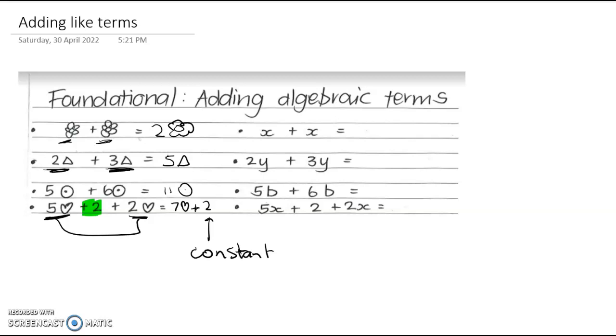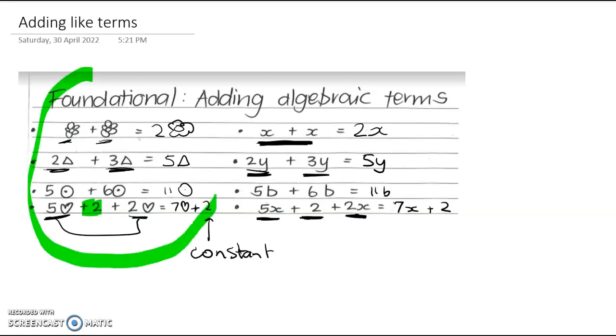Now, moving on to where we've got variables, this is what you're going to see more and more from now on. We've got x plus x, so that gives us 2x. 2y plus 3y gives us 5y. And then 5b plus 6b gives us 11b. Next up, we've got 5x plus 2x plus 2. So we've got 7x plus 2. Now, if you look at how we've done this, on this side, we've got it written with symbols. So we've got a flower, and a flower is 2 flowers. Over here, we've got an x plus an x is equal to 2x.